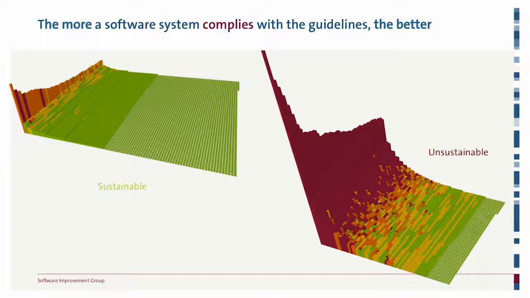On the right-hand side is a system that we see as unsustainable, because if you count the lines of code, you see that most of these lines of code are in very big, very complex units. That means that almost every change that you need to do will be made in one of these complex parts, and that's something that's very difficult to maintain. So that's basically what we want to say. Perfection is impossible, but the more elements of your code you have compliant to the guidelines, the better.